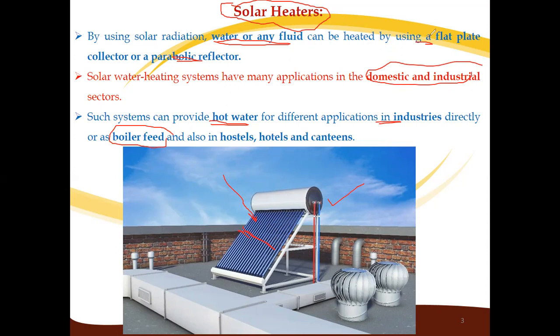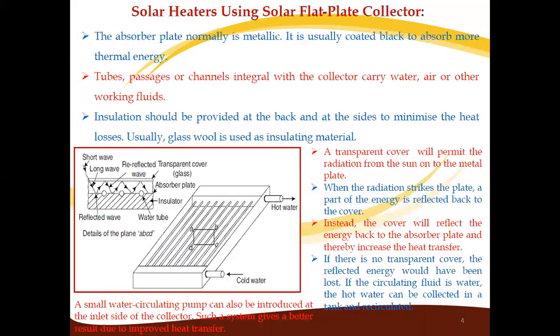Now we use these two types of collector: one is the flat plate collector and another is the parabolic reflector. We'll see what is meant by flat plate collector and parabolic reflectors. First we will see the flat plate collector. The arrangement of the flat plate collector is shown in this figure. If you see, there are a number of tubes. From those tubes, the hot water is flowing. At one end, the cold water gets in. After heating, the hot water gets out from the other end.